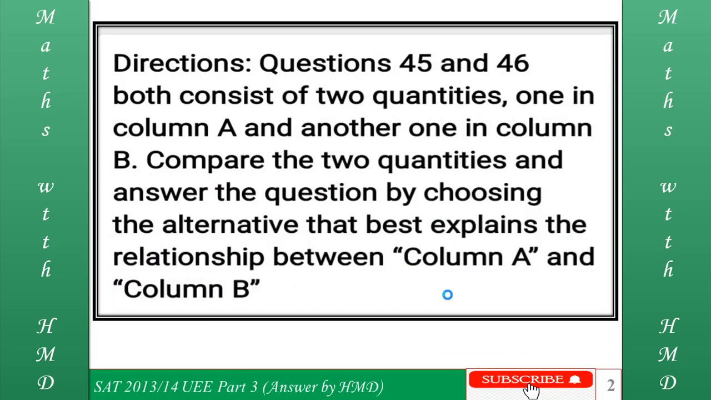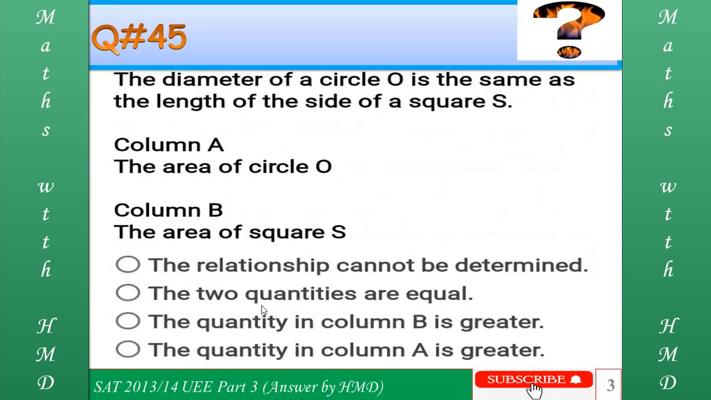Let's get started. Here is the direction for question number 45 and 46. Questions 45 and 46 both consist of two quantities, one in column A and another in column B. Compare the two quantities and answer the question by choosing the alternative that best explains the relationship between column A and column B. This is the general direction on which questions 45 and 46 are based.